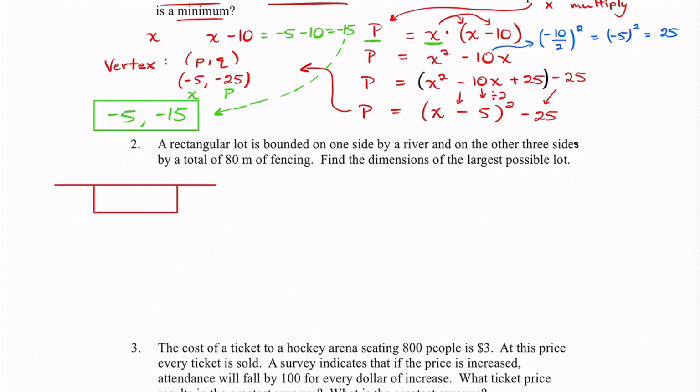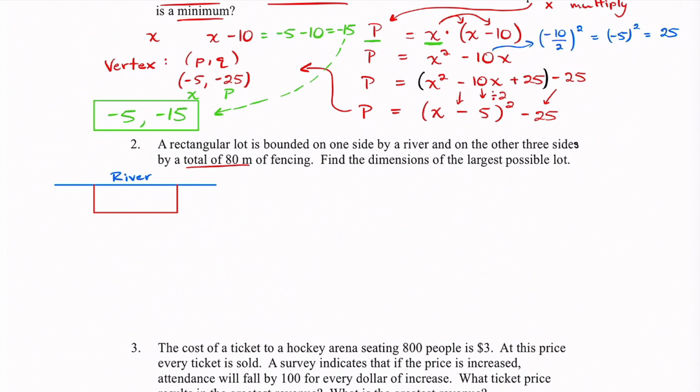Okay, so on the one side, we're going to say this is the side with the river. And then on the other three sides, this is our fencing. Okay, and this would be smart to do because this river is going to save us some fencing. I'm not going to need to fence the fourth side. Now the total amount of fencing that I have is 80 meters. Okay, so this side plus this side plus this side is going to have to add up to 80 meters.